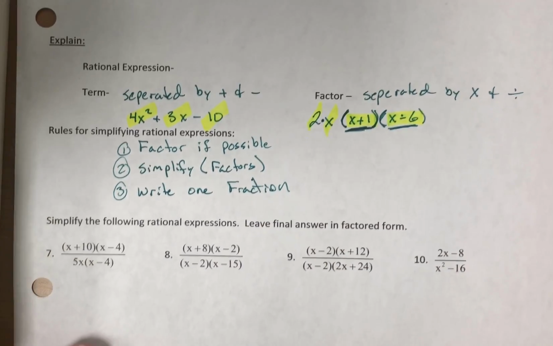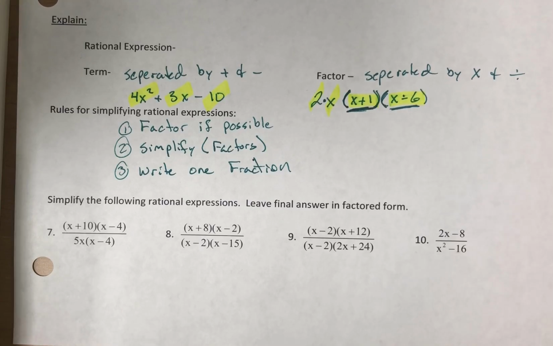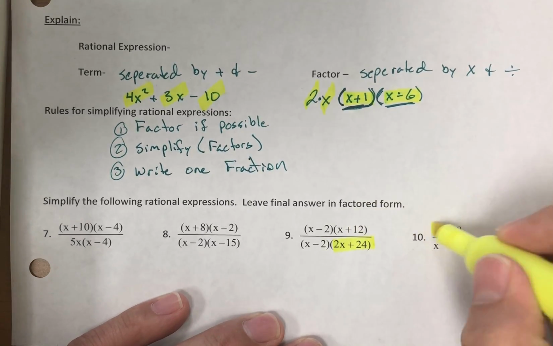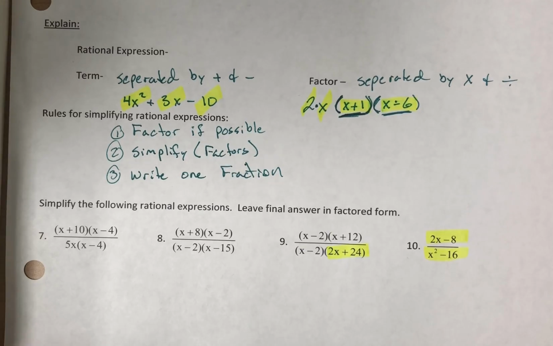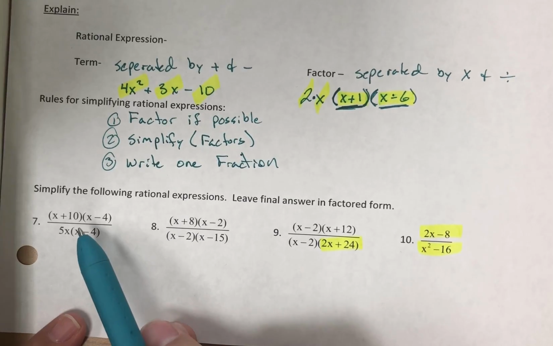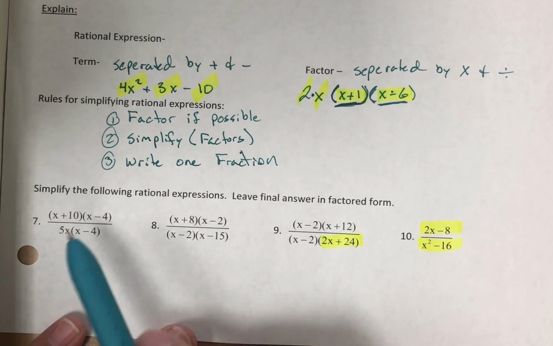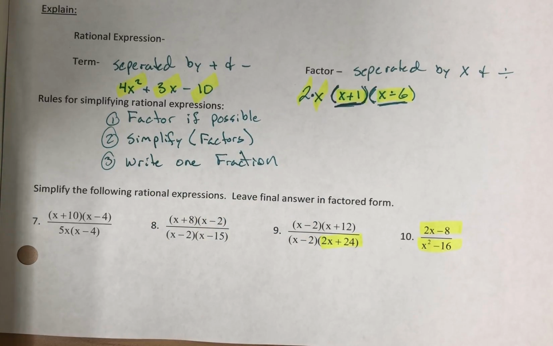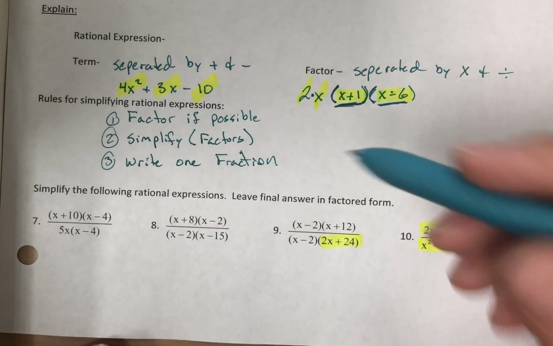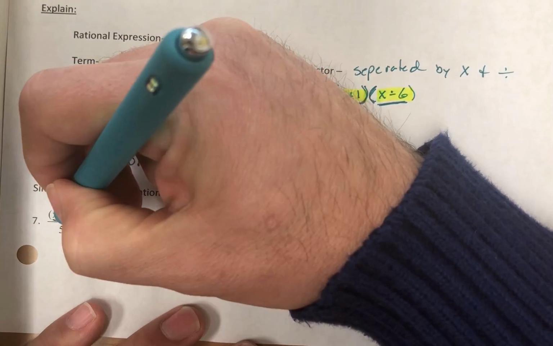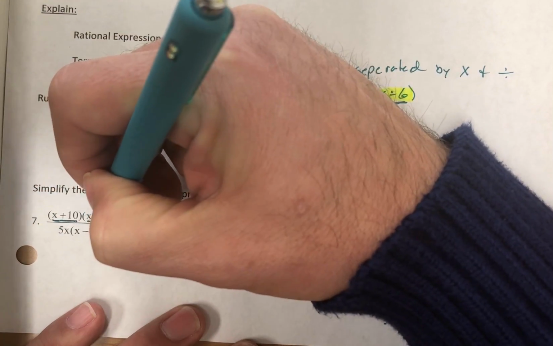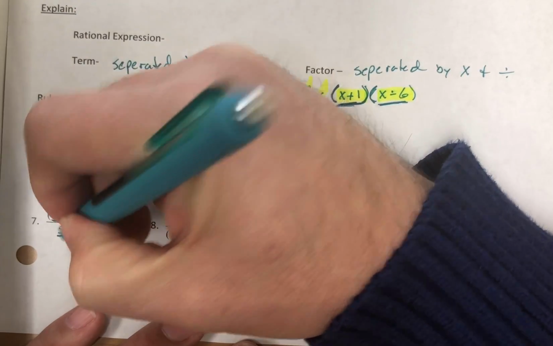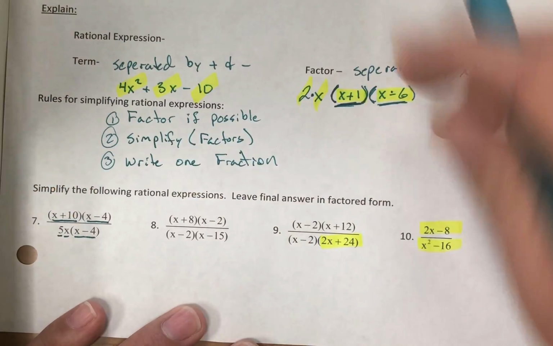Okay, so I have some examples down here. The only thing that needs to be factored is in 9 and 10. So that's the first step. We look at 7, does anything need to be factored? No. Then we're going to simplify. So we have factors. So I'm going to underline all my factors. X plus 10 is a factor. X minus 4 is a factor. 5 is a factor. X is a factor, and X minus 4 is a factor.